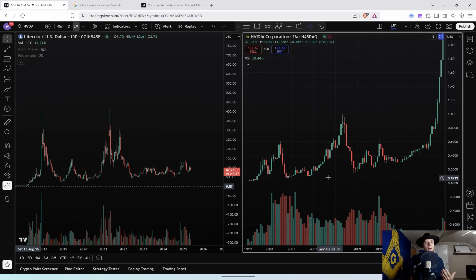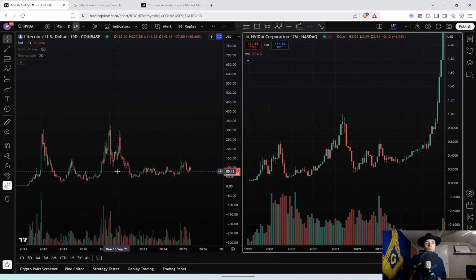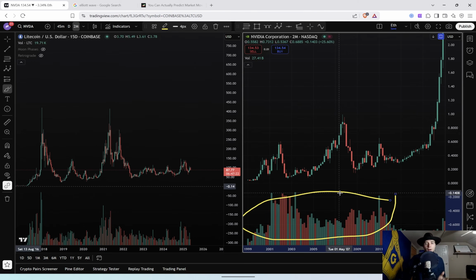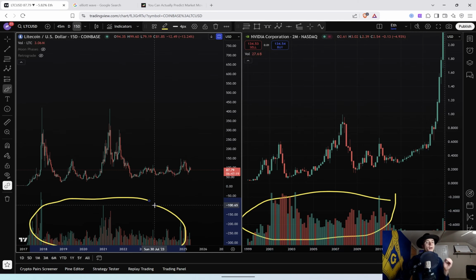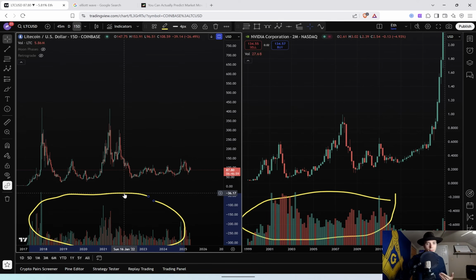And if you look at the similarities between these two charts, there's actually a lot of overlap in terms of market structure, in terms of volume. Both of these look very similar. You can see the volume is very high over here on Nvidia, and it's also very high over here on Litecoin, especially if you were to look at the volume across exchanges, because this is only isolated on Coinbase. If you were to look at the volume across multiple exchanges, you'd see even more than what we see here. But there's a lot of volume here, steady, consistent accumulation by big whales and big institutions.